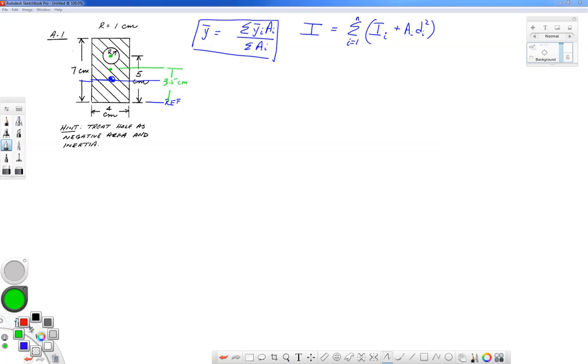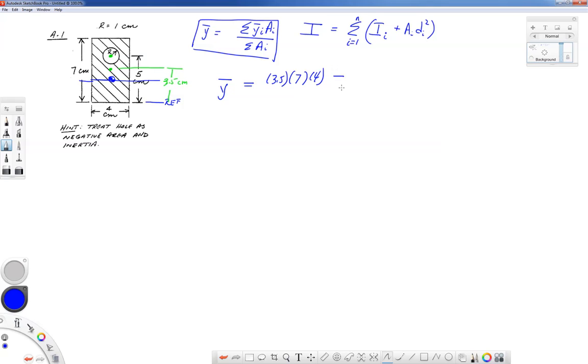All right, so let me switch back to blue. My y bar with reference to the bottom of the bar, where my reference line is located. You can put your reference anywhere you want. Out of habit, I just like the bottom. So I'm going to add together the y bar for the rectangle times the area of the solid rectangle, which is 7 by 4 centimeters. Okay, so the units on this term are centimeters cubed.